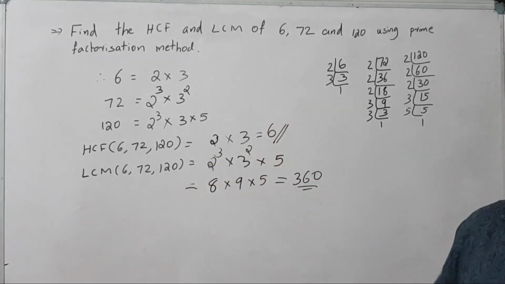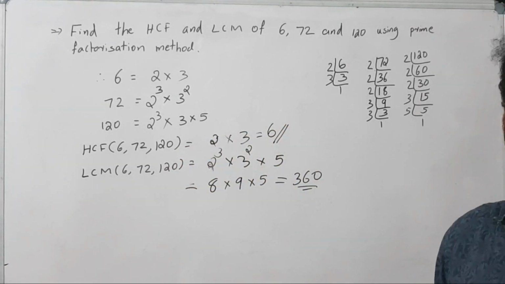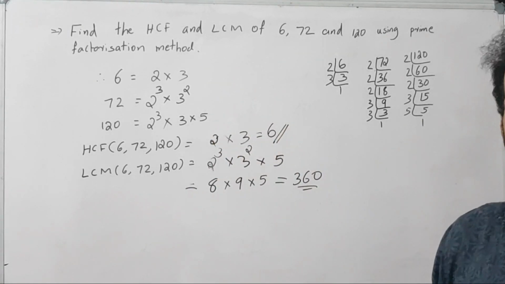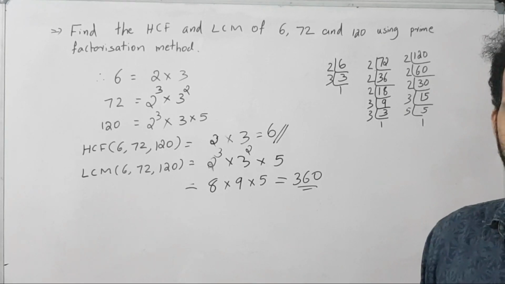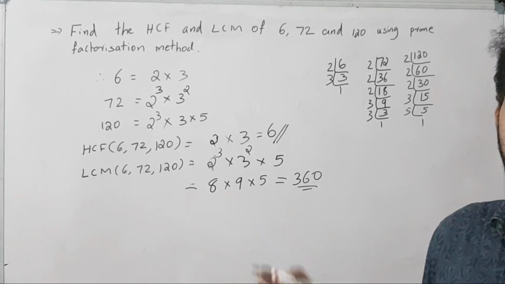HCF is 6. Okay? There is no change to find the HCF and the LCM of 2 numbers and 3 numbers. Ideas are same. I think you got the idea.